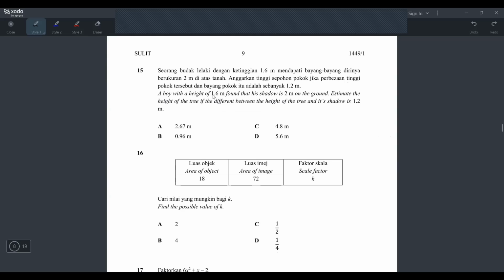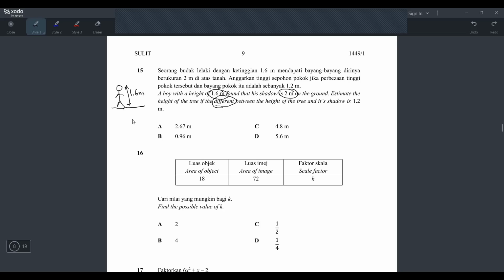Number 15. A boy with a height of 1.6 meter found that his shadow is 2 meter on the ground. So the real height is 1.6, but the shadow is 2 meter. Estimate the height of the tree if the difference between the height of the tree and its shadow is 1.2 meter. Let me draw it out so that it's easy for you to imagine. So this is a boy, and the boy's height is 1.6 meter. And then the shadow, let's say this is the ground.